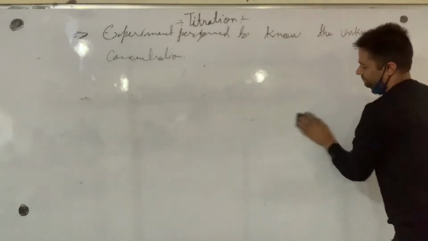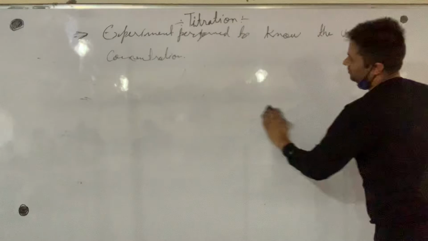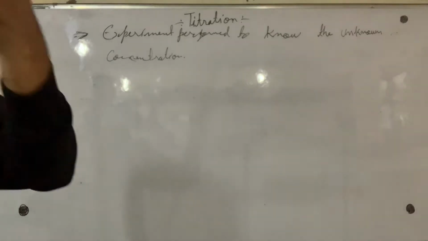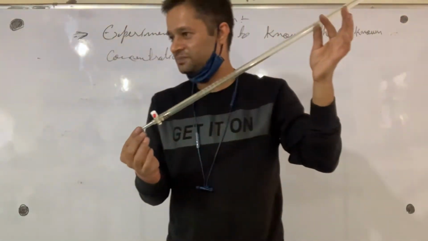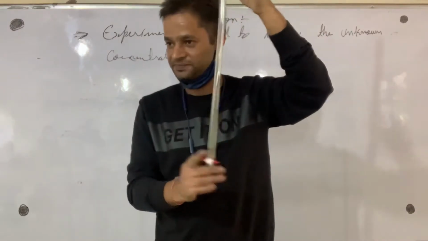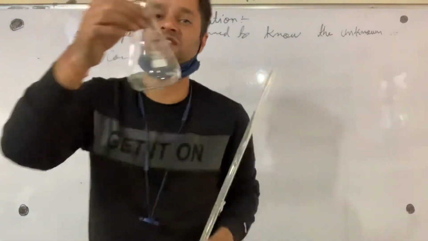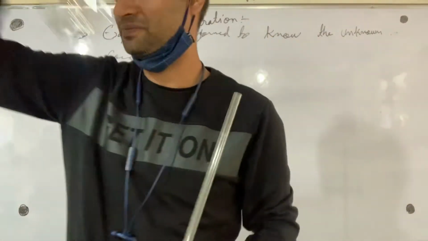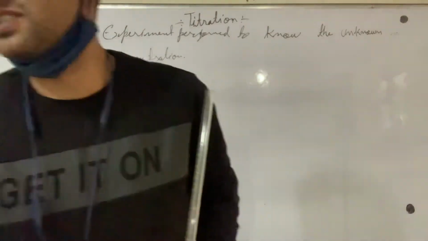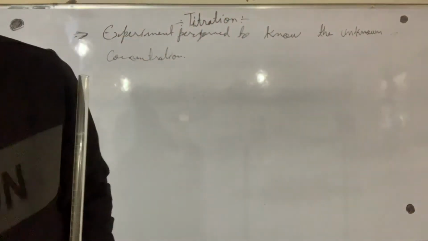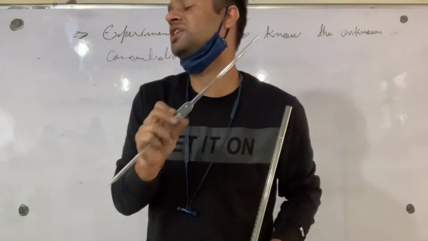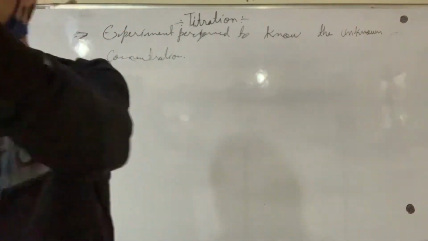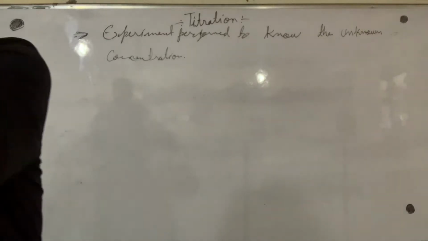Next is the procedure, and first of all, let me introduce you to the apparatus. This tube is called a burette. Okay, it has labeling. This is called a titration flask. You know these are beakers. This is your funnel and pipette. We are using a 20 ml pipette. You can use 10 ml also. So these are the apparatus that we will use.